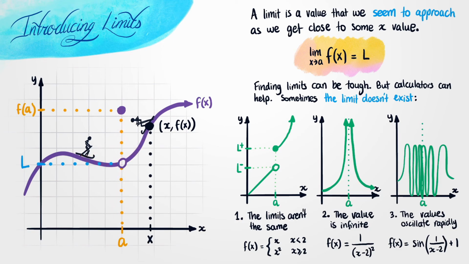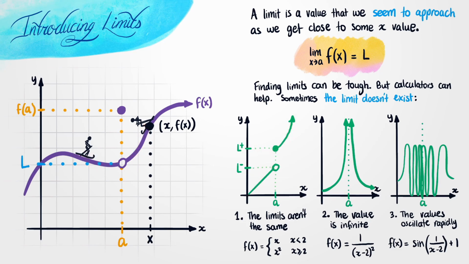On top of this, we said that there are three main ways that your limit can fail to be defined. In the first case where it fails, the limit on the left is equal to this L minus, and the limit on the right is equal to this L plus. If they're not the same, then the limit is not defined, because we require the limit from both sides to be exactly the same for the limit to be defined.